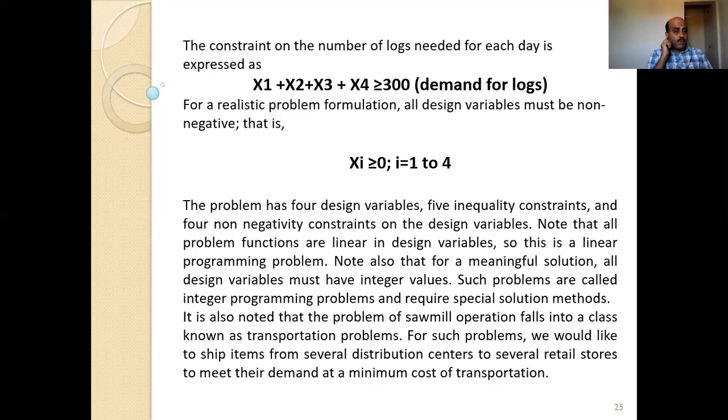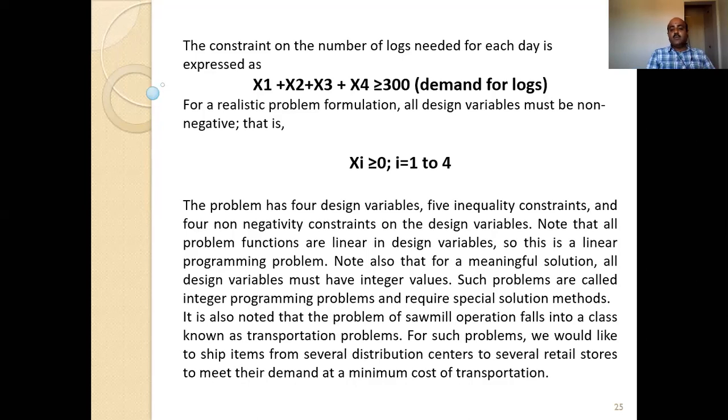For a realistic problem formulation, all design variables must be non-negative. That is, xi should be greater than or equal to 0, i equal to 1 to 4, because for a realistic problem formulation, the design variable should always be greater than or equal to 0. The problem has 4 design variables, 5 inequality constraints and 4 non-negativity constraints on the design variables. Note that all the problem functions are linear in the design variables. So this is a linear programming problem.